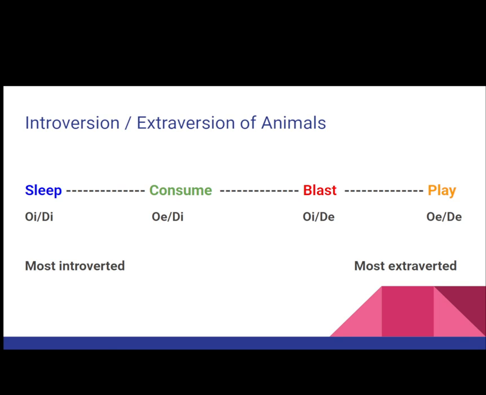Now, in terms of introversion, extroversion, DE trumps OE. So blast is a bit more extroverted with DE and OI than consume, which is OE and DI. Now, there is no official introvert-extrovert coin in objective personality. So in order to determine if somebody appears more introverted or extroverted, that's where these animals come in. Are they primarily focused on the more introverted animals, or are they primarily focused on the more extroverted animals? Or maybe they're kind of in between.